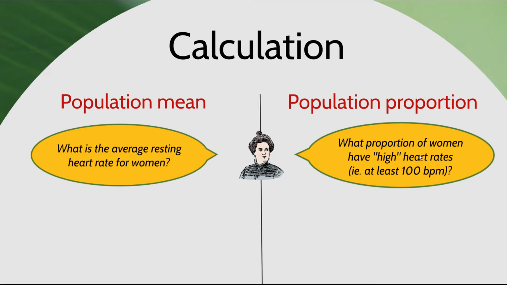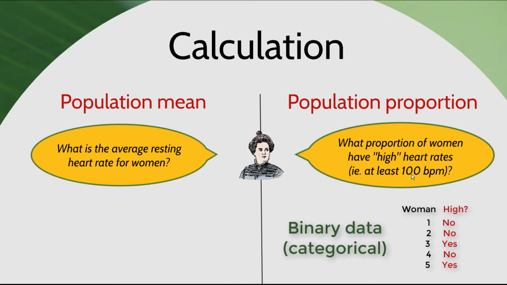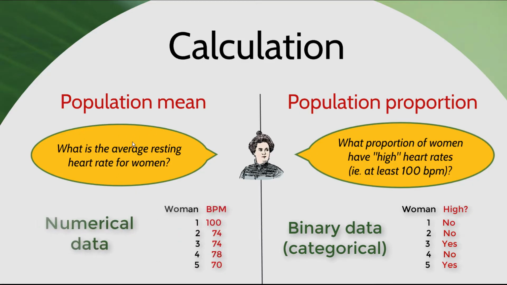But you can see we actually have what's called binary data on this side. We've got just a collection of yeses and nos, right? Either you do have a high heart rate or you don't. And on this side, on the mean side, we actually have numerical values for the heart rates.